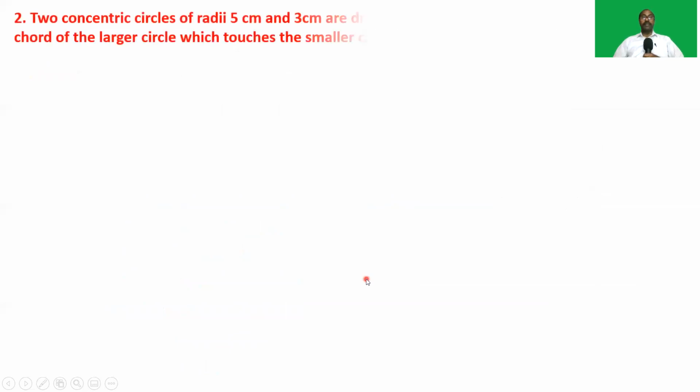Okay. So take one more problem. Two concentric circles of radii 5 cm and 3 cm are drawn. Find the length of the chord of the larger circle which touches the smaller circle. Here we have two concentric circles. Concentric circles means circles with same center. Here the larger circle is the circle with radius 5 centimeters and the smaller circle is the circle with radius 3 centimeters.